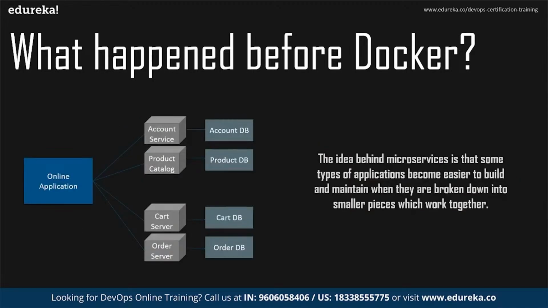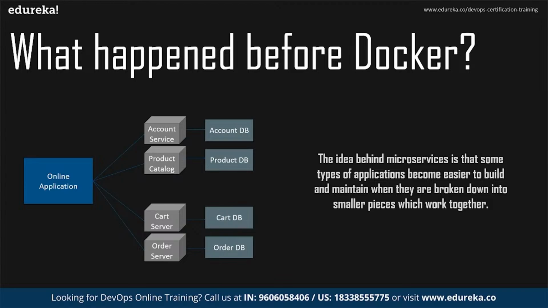Meaning small, and services meaning services. Now, all of these small services communicate with each other over a network to fulfill one particular goal. For example, if there is an online shopping service application, it can be broken down into smaller microservices like the account service, the product catalog, the cart service, as well as orders.